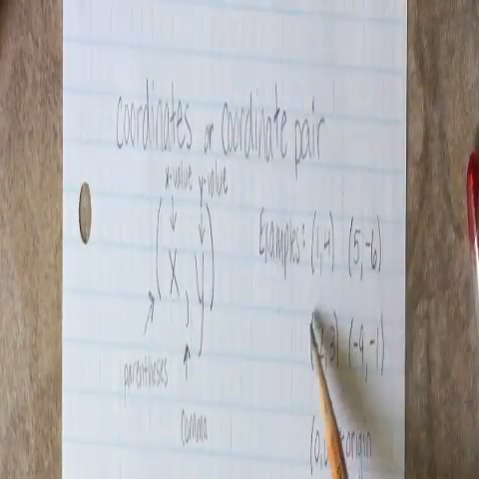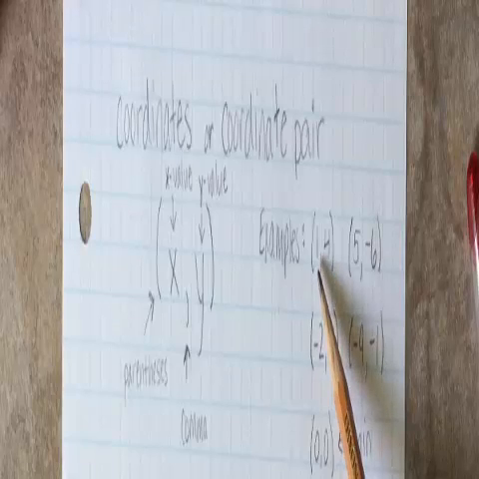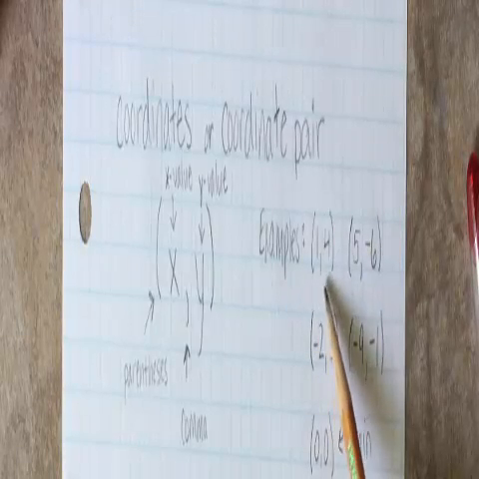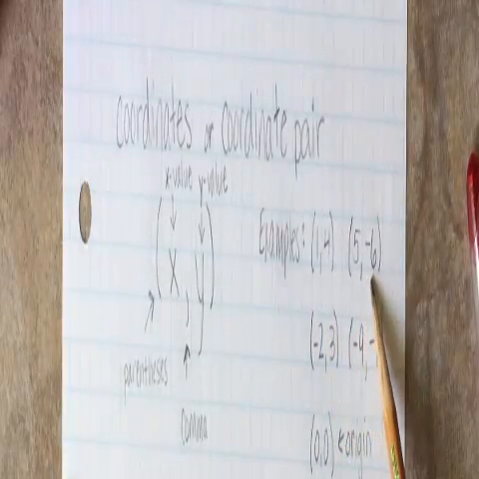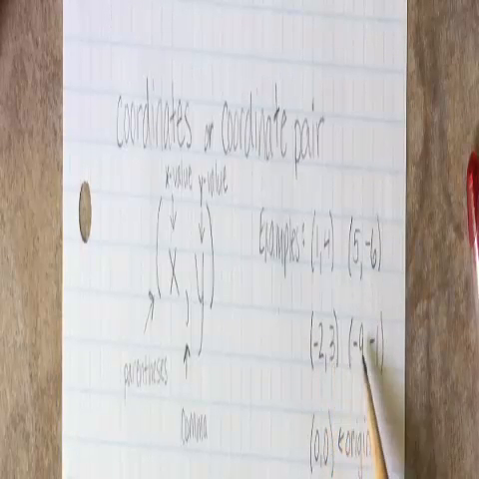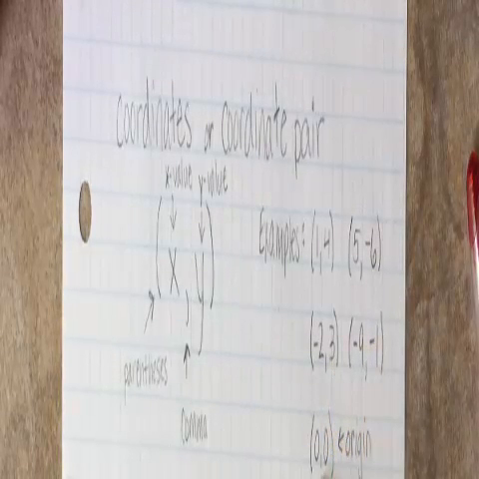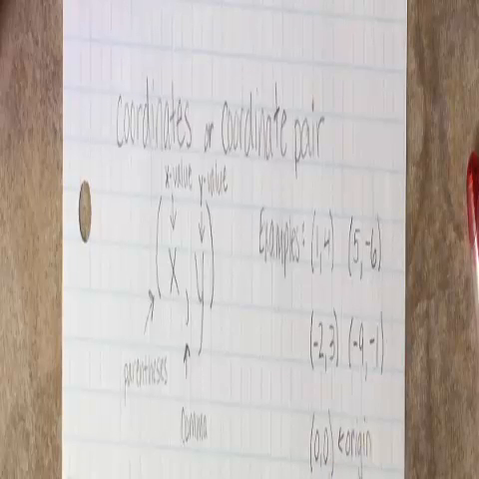So here are some examples, and they're read just as if they were a list of numbers. So you would read this as 1, 4. This would be 5, negative 6, negative 2, 3, negative 9, negative 1, or 0, 0, which again, remember, is the origin.